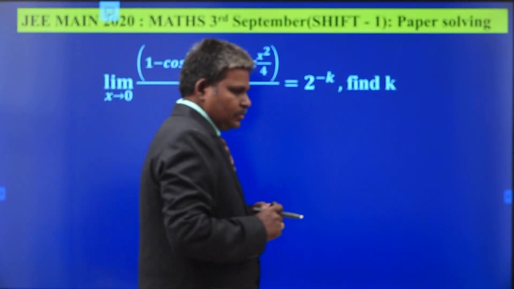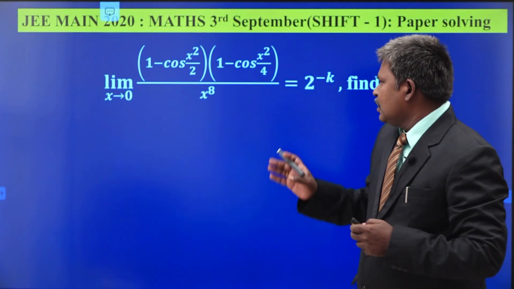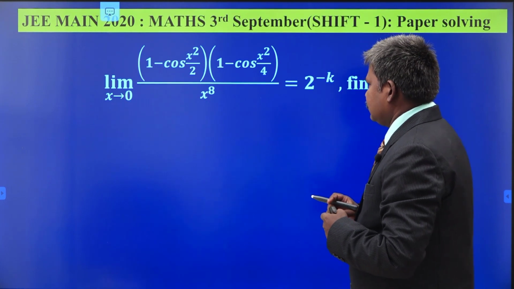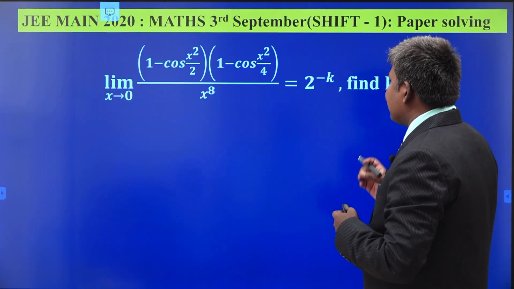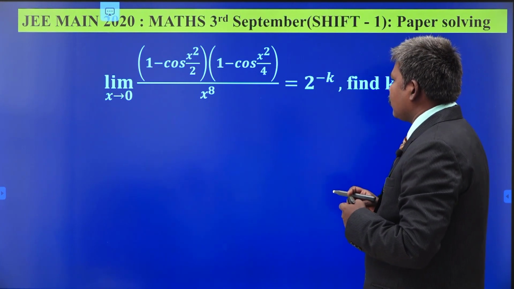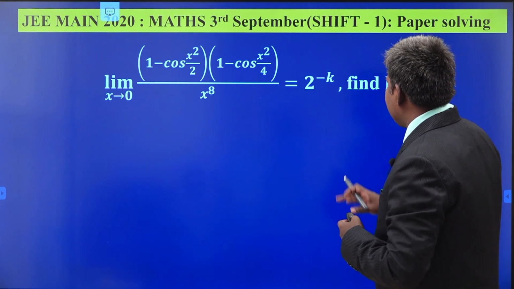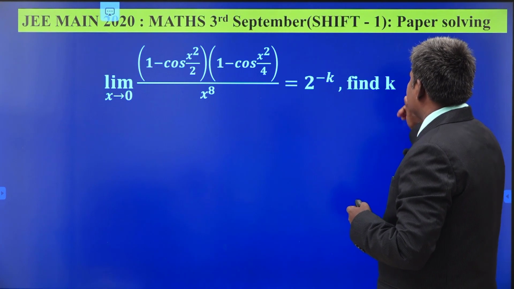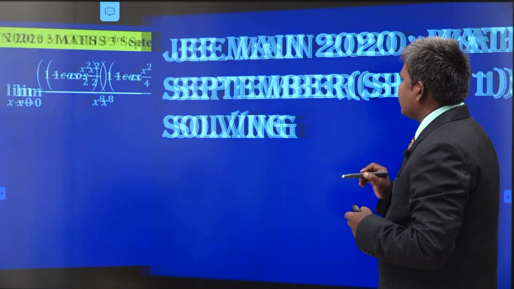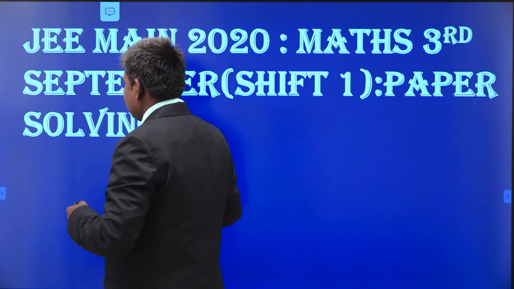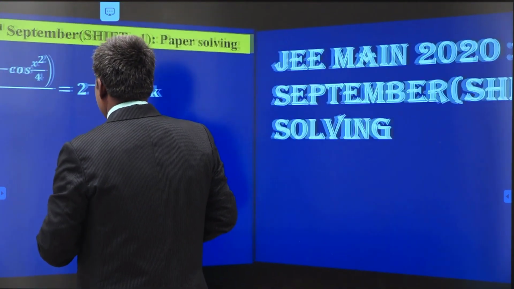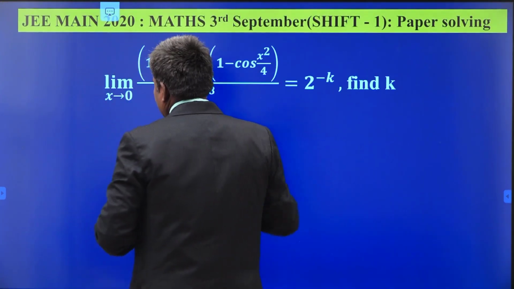This is the question. Limit x tends to 0, [1 minus cos of x square by 2] into [1 minus cos of x square by 4], whole divided by x power 8, is equal to 2 power minus k. Then you have to find out the value of k.